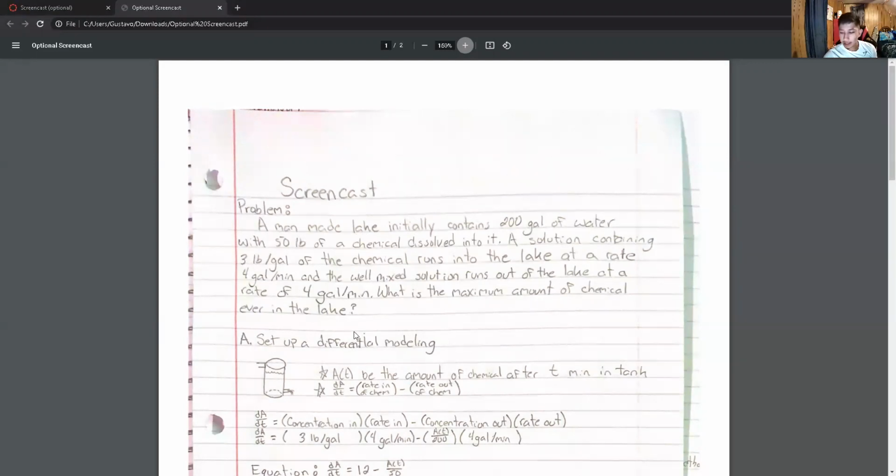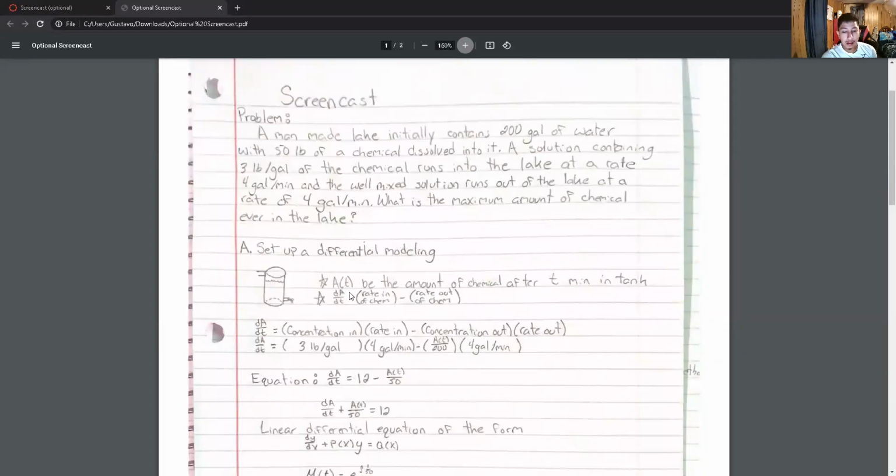So to start, we're going to set this up using a differential model. I like using a little tank as an example. Here we've got our flow in, and here we've got our flow out, with our solution already in it. So this is our 200 gallons of water with 50 pounds of chemical already in it. To set it up, we're going to have A of t, which is the amount of chemical after t minutes in the tank.